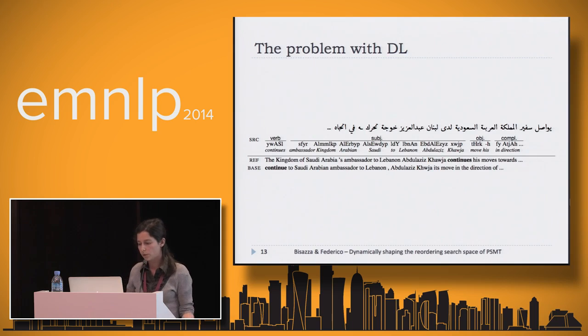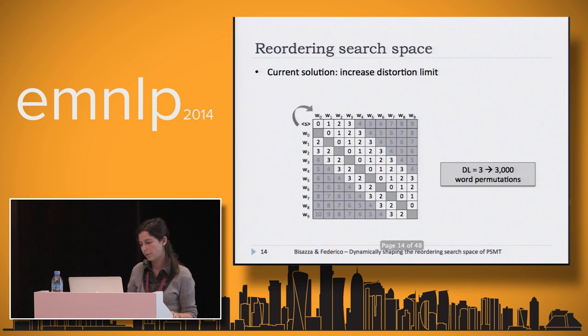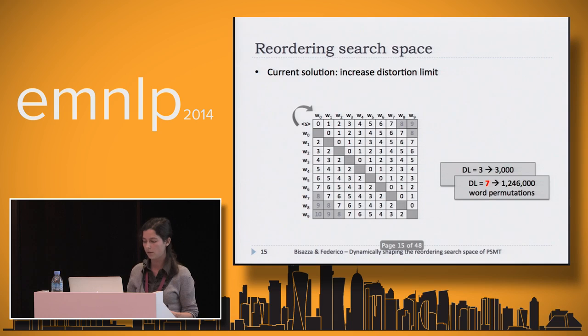Okay, so how can we cope with these cases? Currently, what people do is simply increasing the distortion limit, but this has a very bad impact on the reordering search space. You can think that for this simple example, a sentence of 10 words, by increasing the distortion limit from 3 to 7, we are moving from a number of permutations around 3,000 to more than 1 million.